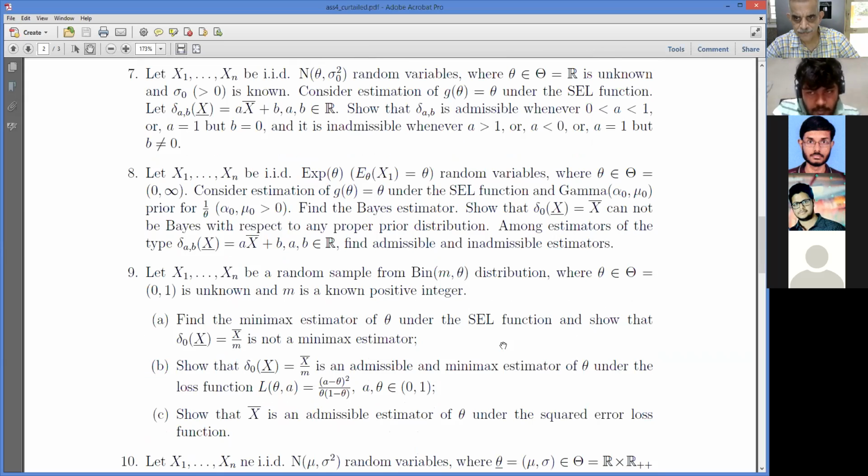Right. Are you able to do part B? 9? Yes, sir. 9A and 9B, B is done.